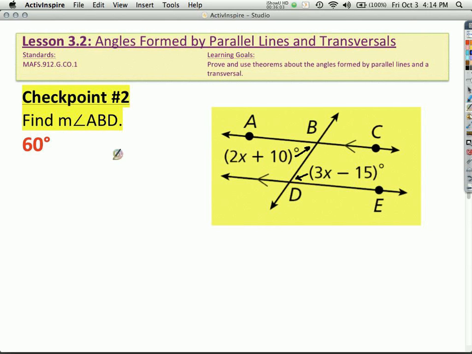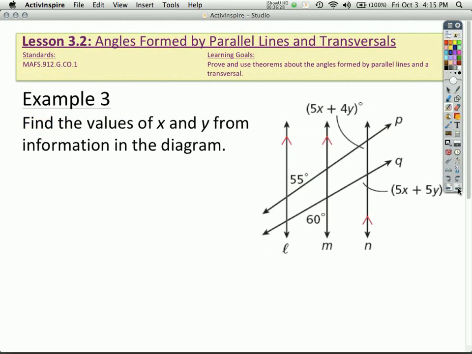Can someone tell me the theorem or postulate that you used? Stephanie? Alternate interior angles theorem. Alternate interior angles theorem is the one that jumps out at me too, because right here and right here. Nicely done. Any comments, questions before we go to the ultimately high level? You guys are doing great so far. So now, example 3.